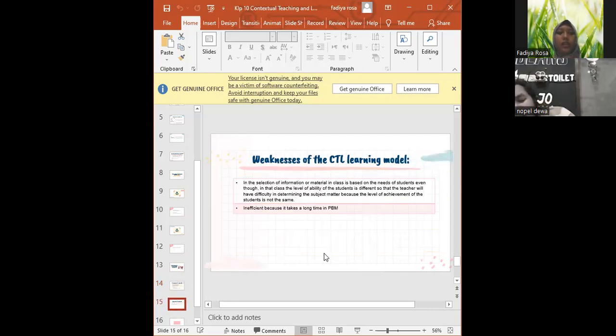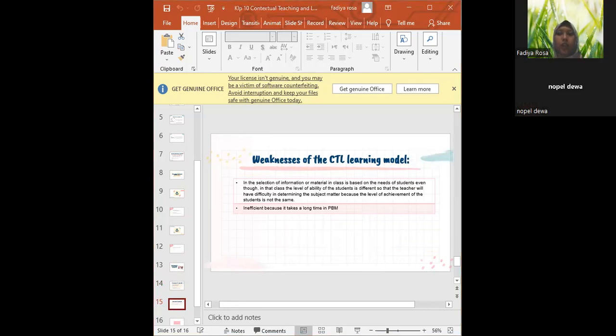And then the next is the weakness of the CTL learning model. So what is the weakness of the CTL learning model? The first is that the selection of information or materials in class is based on the needs of students, even though the level of ability of the students is different, so the teacher will have difficulty determining the subject matter because the level of achievement of the students is not the same.